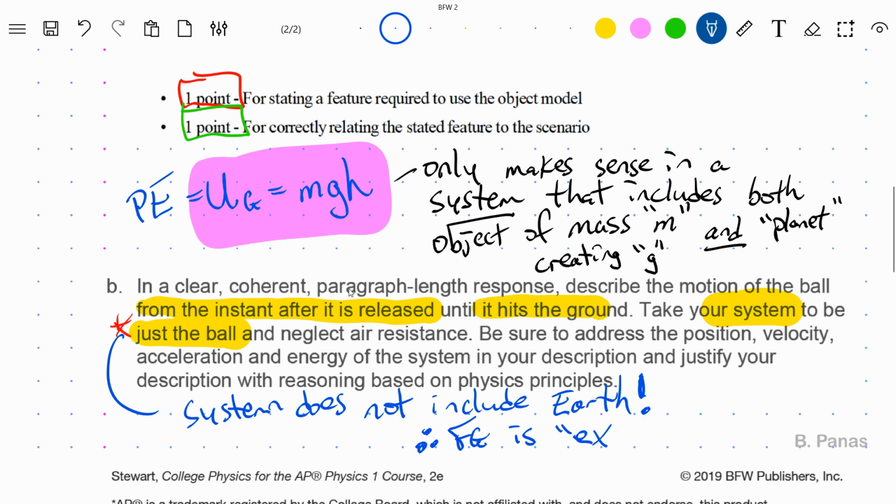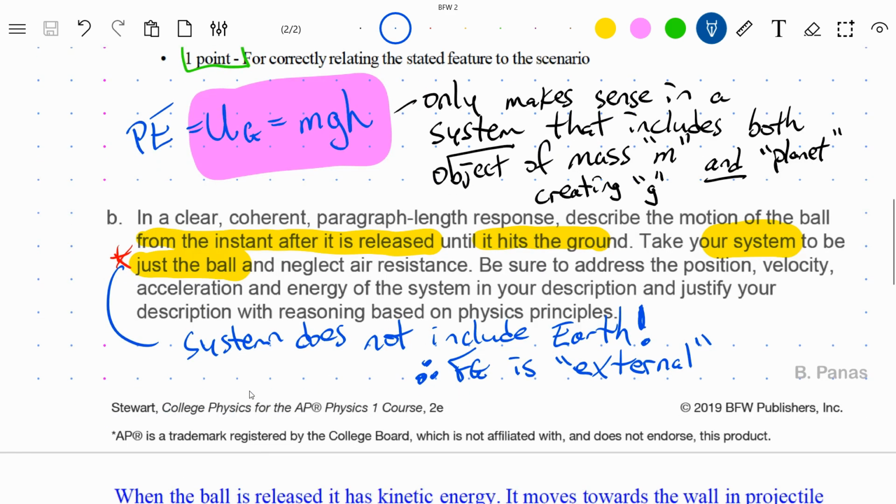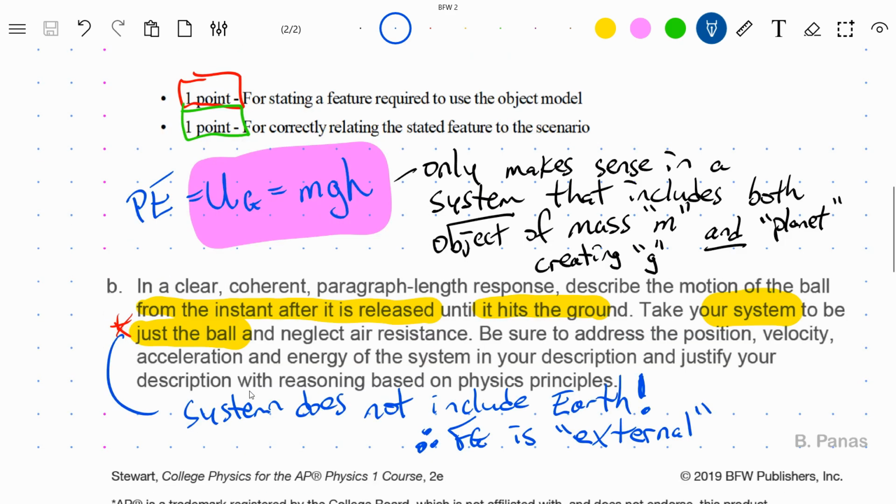And external forces absolutely can do work on your system. They can add or remove energy to or from your system. But to be clear, they cannot be included in any notion of a potential energy. Potential energy is really only applicable to these special forces, conservative forces, when they're internal to the system being considered.